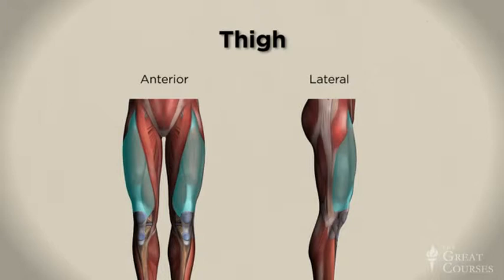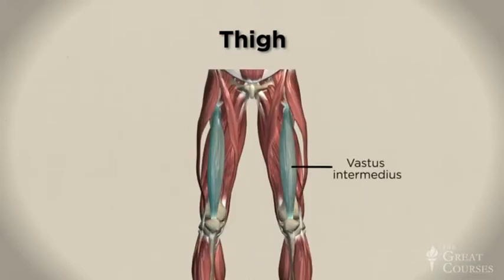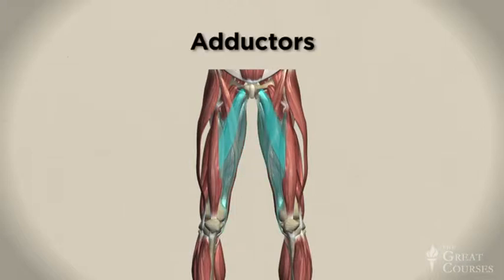If I lift my leg from the hip, I'm using my quads. The center quad is the rectus femoris. On the outside of the thigh, we get the vastus lateralis. On the inside, the vastus medialis. The fourth quad is the vastus intermedius. As its name implies, it's in the middle, hidden underneath the rectus femoris, and sandwiched between the lateralis and the medialis. The next group are the adductors.